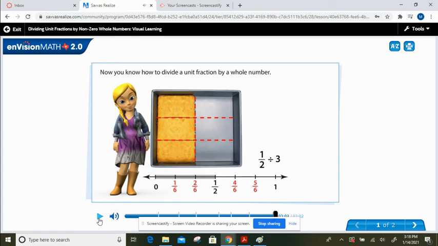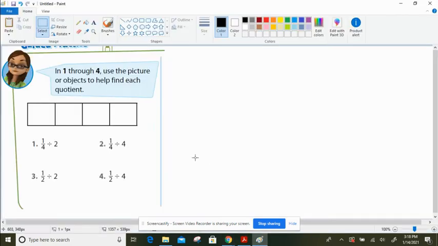Okay, so it's as easy as that. Hopefully we can take that and apply that to some other numbers. Let's look at some problems here. So we've got this model, and we're taking 1/4 and we're dividing it into different pieces, and then later we'll divide 1/2. So in the first 2 problems, we're talking about 1/4.